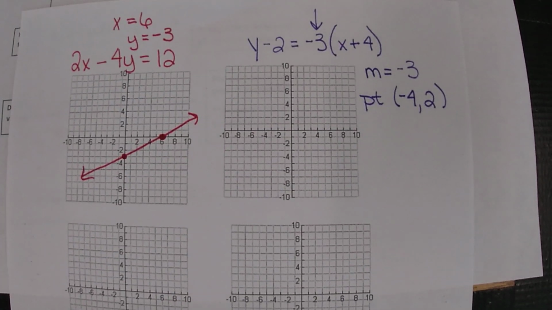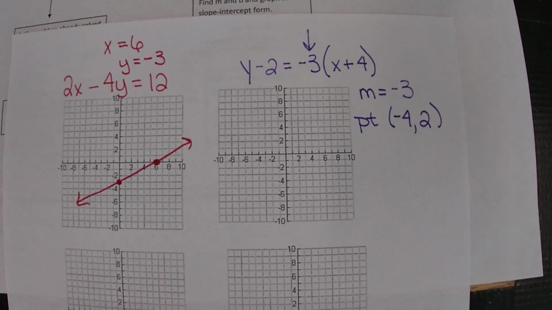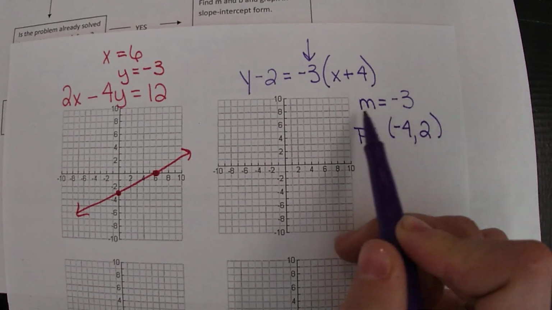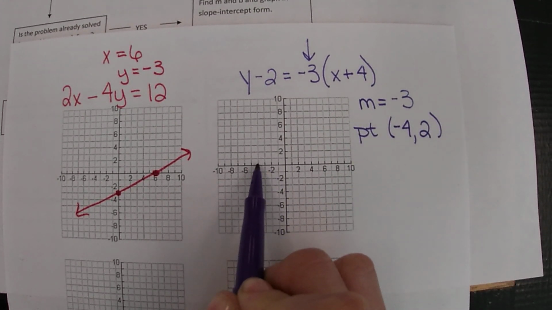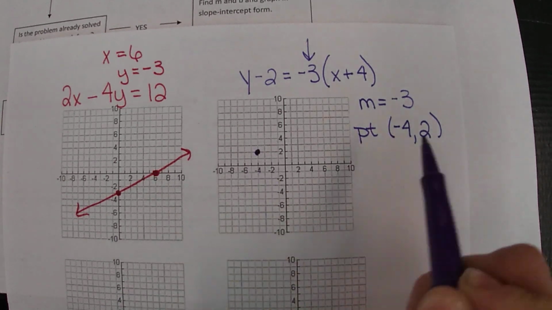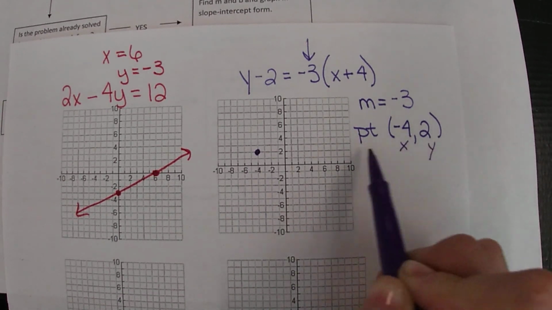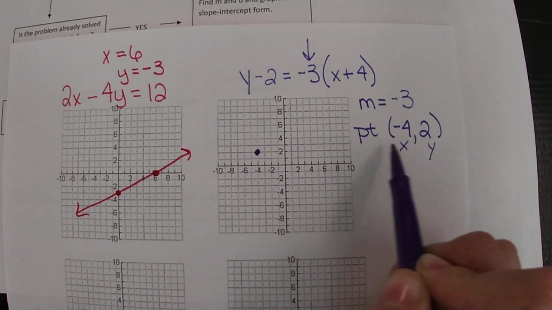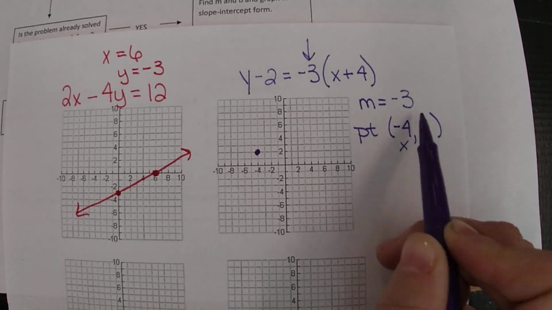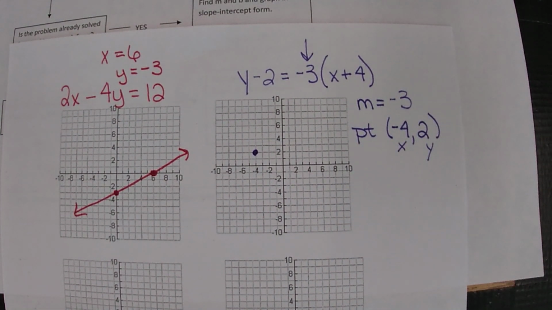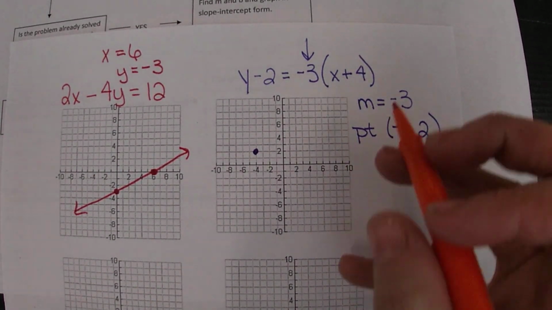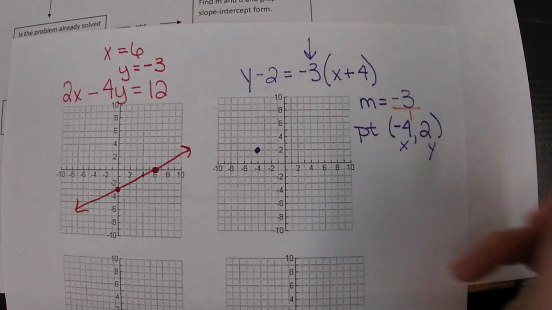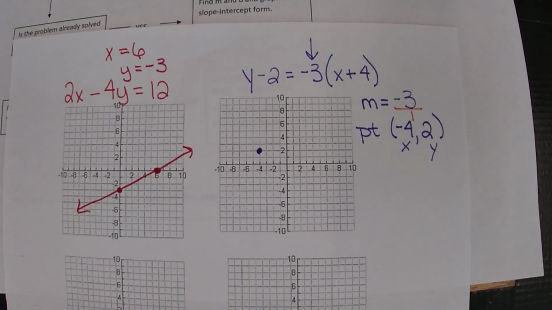If we want to plot in point slope form, we are going to plot our ordered pair first. So we're going to plot the point -4, +2. Remember, it's x comma y, so we do our horizontal, right and left movement first, and then our vertical movement second. We said we needed slope to be written as a fraction. Currently, this is not, so I'm going to turn this into -3/1.